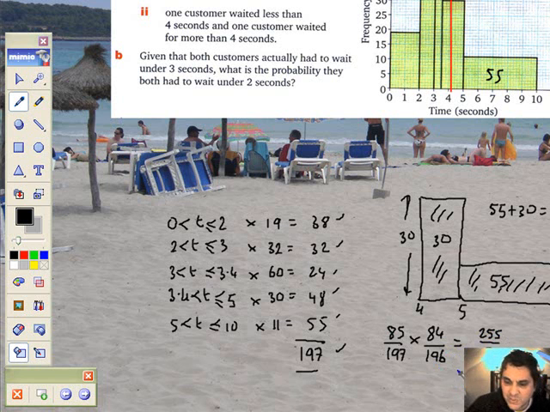While I'm at it, I might as well put it in decimal form. So 255 divided by 1379 gives me 0.185. So leave it like that. The probability that both these customers were kept waiting for more than 4 seconds, not such a long time really, is 0.185 or 255 over 1379. That's part A done. Now, the next part, extremely complicated.